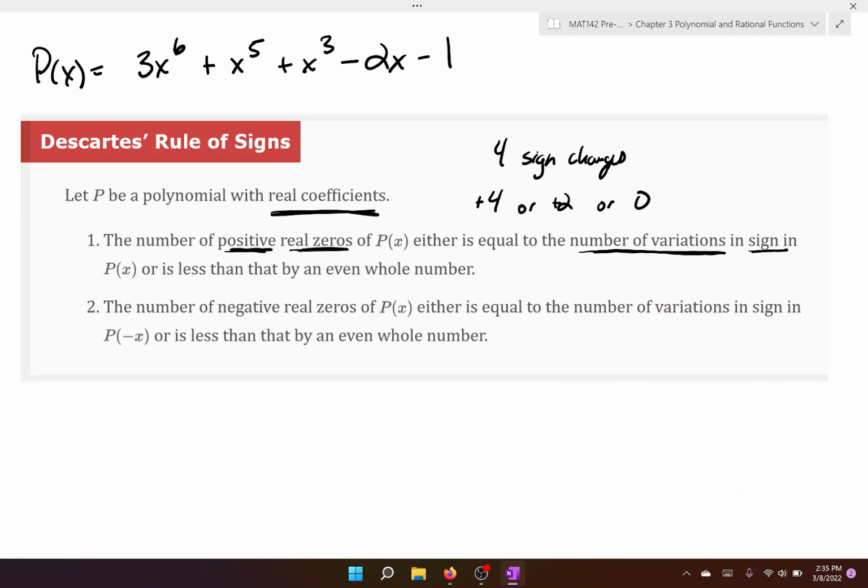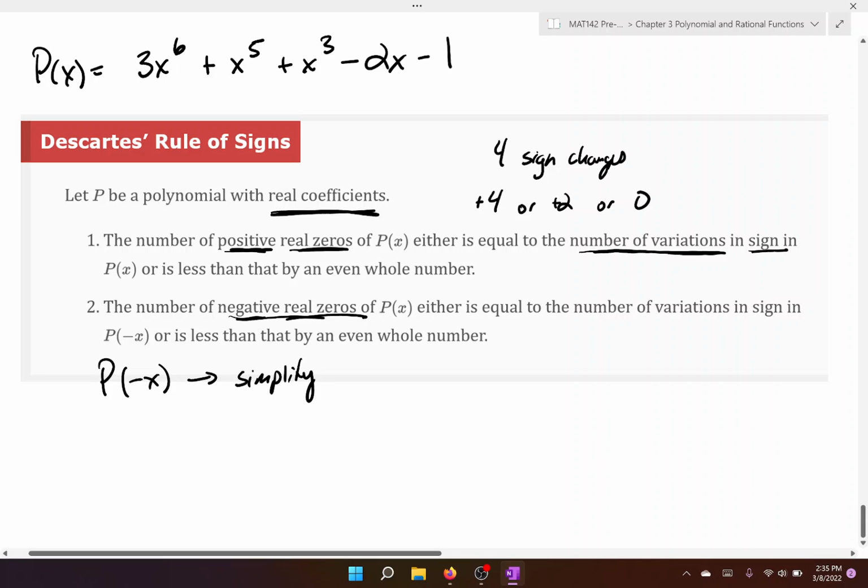Then we're going to look at the number of negative real zeros. Now, how do we do that? Well, that's going to be right here. So the number of negative real zeros of p of x is either equal to the number of variations in sign of p of negative x, or is less than that by an even whole number. So what we're going to have to do here is take our polynomial and substitute negative x, simplify that, and then see the variations in sign change.